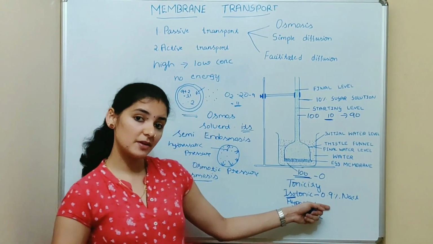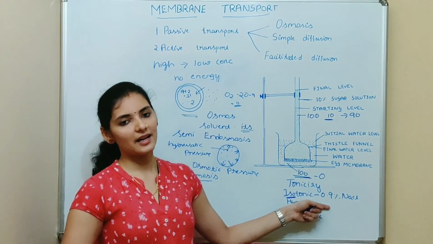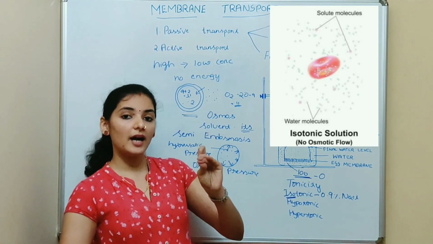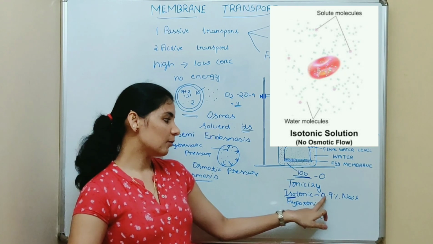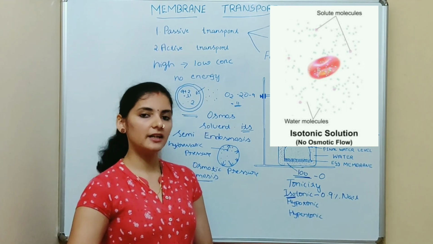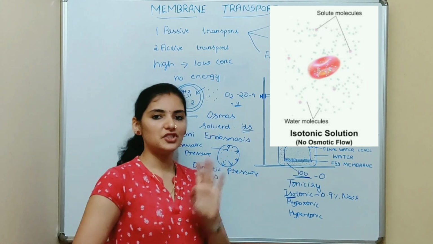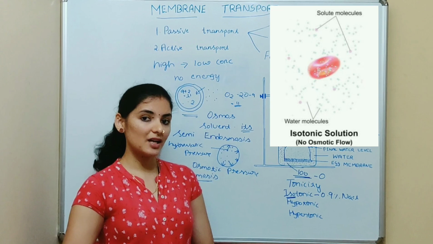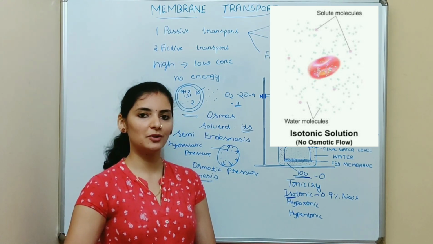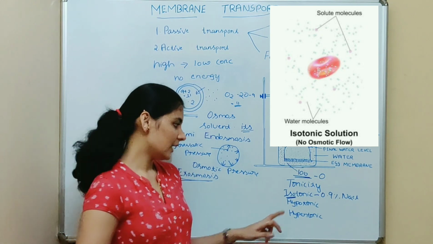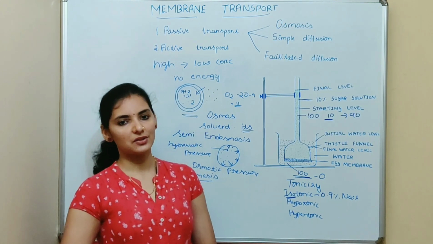The best example for that is 0.9% NaCl. So this 0.9% NaCl acts as an isotonic solution for RBC. When you add a drop of blood to 0.9% NaCl and observe the RBC under a microscope, there is no change in the shape or size of the RBC, because there is no net movement of water molecules in and out of the RBC. That is regarding isotonic solution.